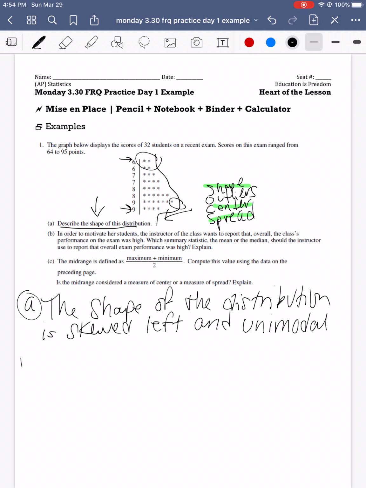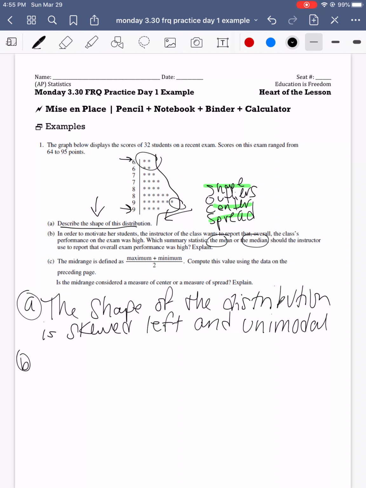Okay, so part B says, in order to motivate her students, the instructor of the class wants to report that overall the class's performance on the exam was high. Which summary statistic, the mean or the median, should the instructor use to report the overall exam performance was high? We talked about this in the beginning of the year, but notice that they want to talk about the center of our data here. They say the mean or the median. As we noted before, those two are our measures of center.